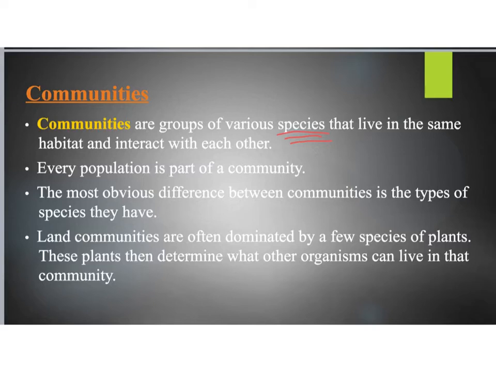Land communities usually have a few species of plants that dominate them, and these plants determine what organisms can live in that community. So typically we think about trees often as the most important, the type of tree. The type of tree determines the animals that can live in it and around it, eat from it. The different types of trees make up a community as well.